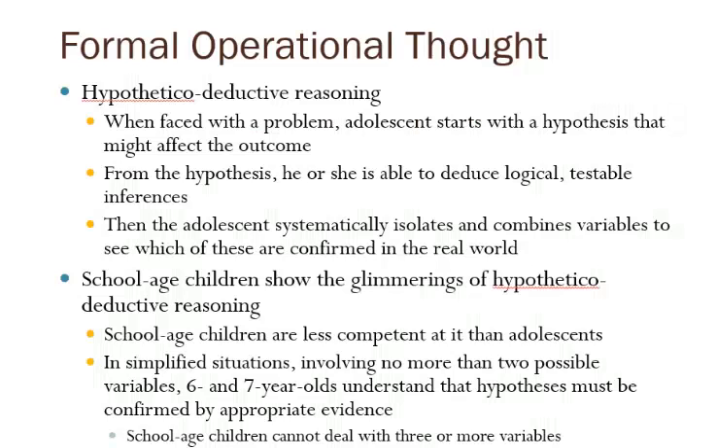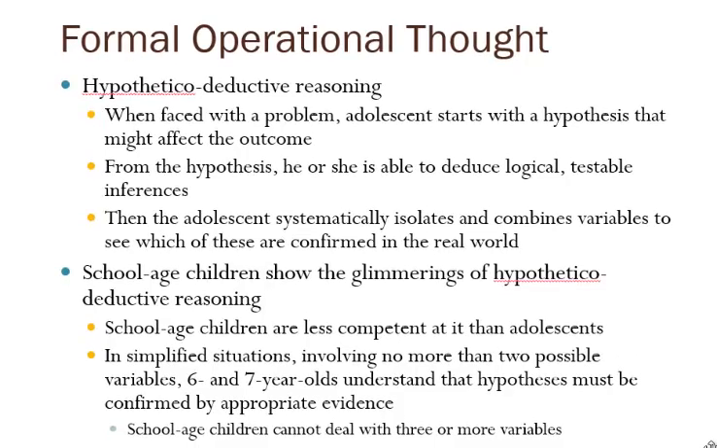Adolescents form operational thought. They have the ability to make much more complex plans, including the use of hypotheses, which is hypothetico-deductive reasoning. When faced with a problem, the adolescent starts with a hypothesis that might affect the outcome. If the adolescent wants to buy a car and needs $5,000, they think, okay, how can I get that $5,000? One hypothesis is, I guess I can ask my parents. Another hypothesis is I can get a job, I can sell things, whatever it is. From the hypothesis, he or she is able to deduce logical, testable inferences, kind of like experimentation.